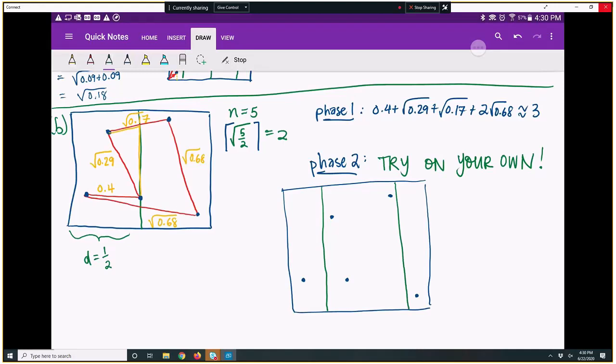So imagine that these are your strips, and we know that in the leftmost strip we go from bottom to top. In the next strip we go from top to bottom. In the third strip we go from bottom to top, and then we close the circuit. So try this on your own, calculate the distances, and just a hint, you should find that you actually get a better distance, so smaller number than 3, when you do the strip algorithm phase 2.